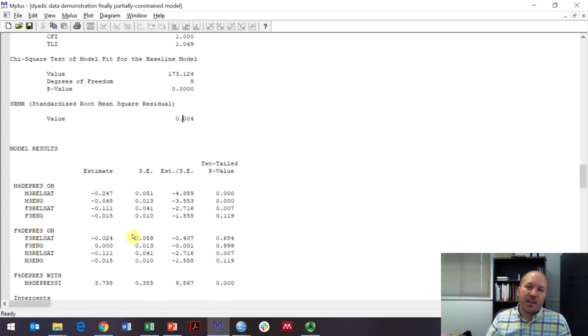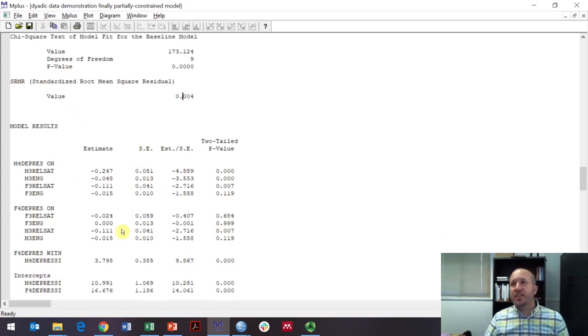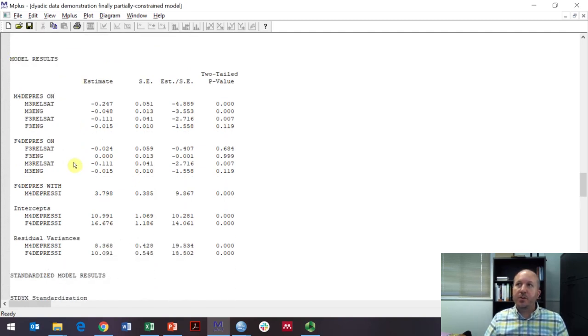Now I'm going to show you what this constraint testing does. You'll see it here in your unstandardized results. So if we look at our partner paths here, our partner paths are the ones that we constrain. So we have father's relationship satisfaction and mother's depression. We can see it's negative 0.111. And we can see the corresponding partner path here, so relationship satisfaction to depression, they're constrained to be the exact same value. Same here with partner engagement, negative 0.015, negative 0.015.